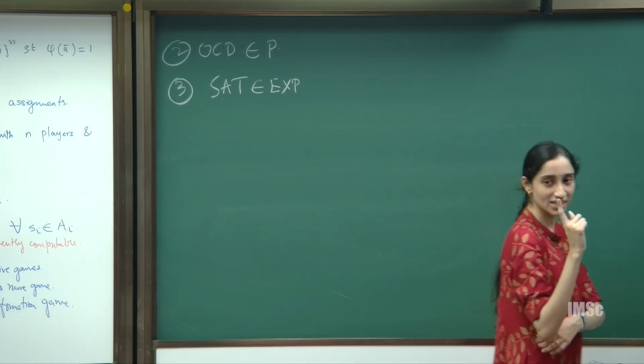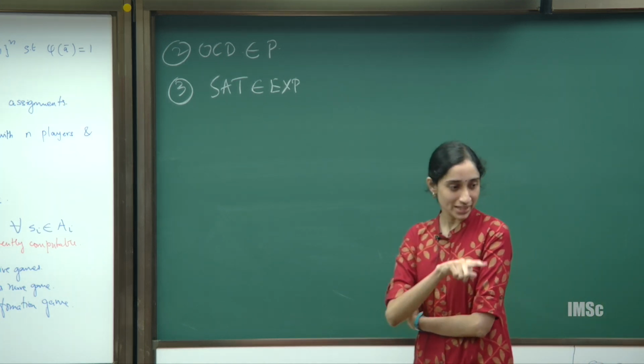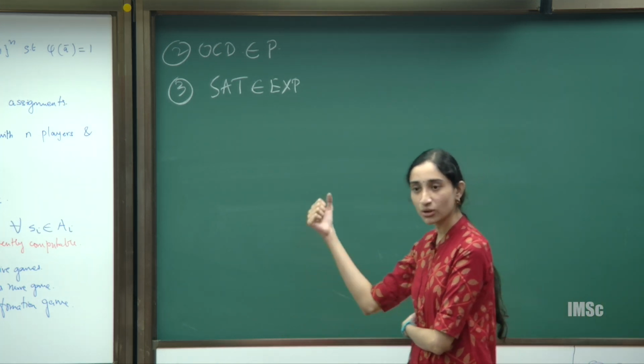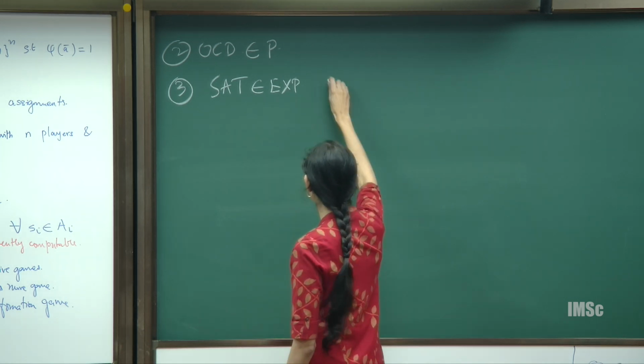So you started with primes in EXP, then we saw someone showed primes is in P. Then for odd cycles you gave an algorithm that runs in EXP, looking at all possible cycles, and then we found a polynomial time algorithm. So what should you ask? Is SAT in P?